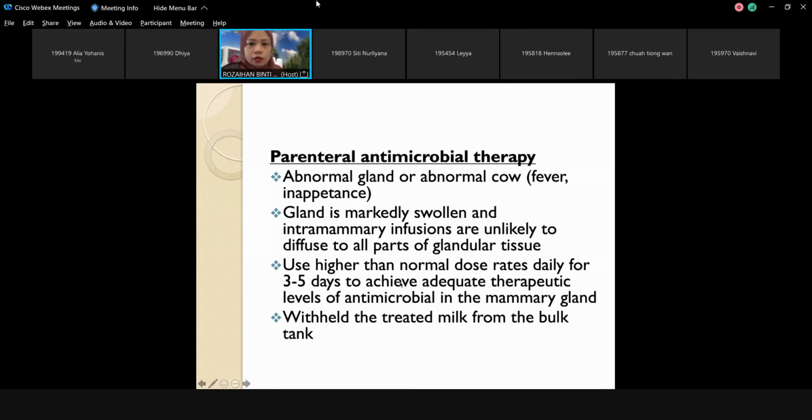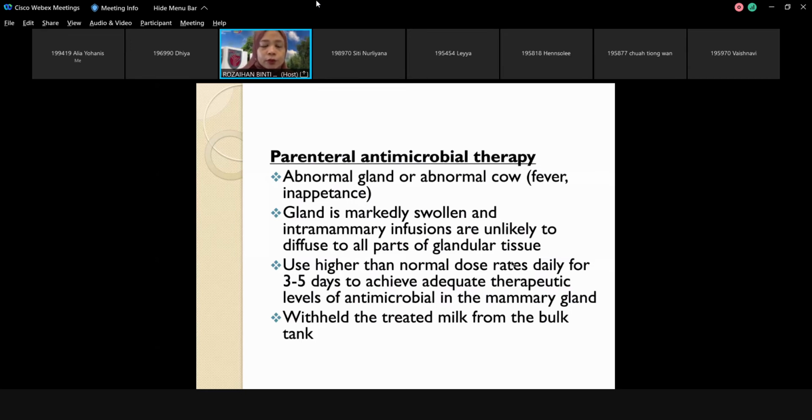Use a higher than normal dose rate daily for 3 to 5 days, just to make sure that the amount of antibiotic would reach the mammary gland. Remember that the drug is injected parenterally, IM, so it's not really into the mammary gland. So you would need to have a higher than normal dose. It's up to your jurisdiction.